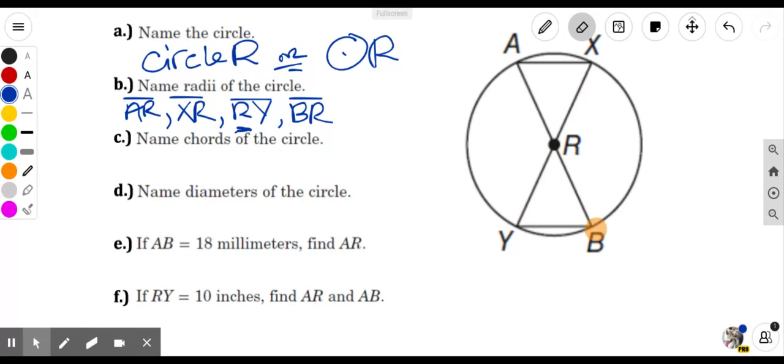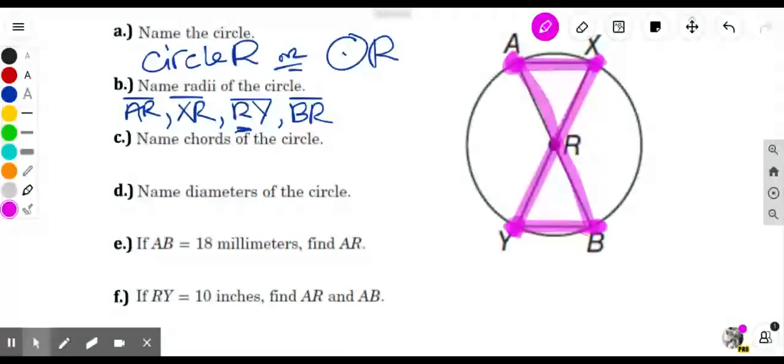Okay, next one is chord. A chord by definition is a segment with both endpoints on the circle. So like AX would be a chord, YB would be a chord because both endpoints are on the circle. This is also a chord, YX, because both endpoints are on the circle, and AB, also a chord, both endpoints on the circle.